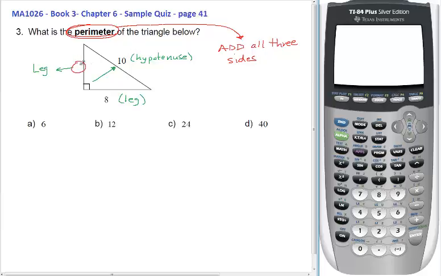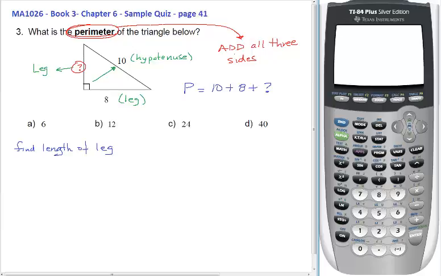because we don't know this leg. This leg is missing. So the perimeter right now, I'll call it capital P, is 10 plus 8 plus that unknown side. So this is a 2-step process. We're going to have to find the length of the unknown side first. So find the length of the leg. How do we find the length of that leg?